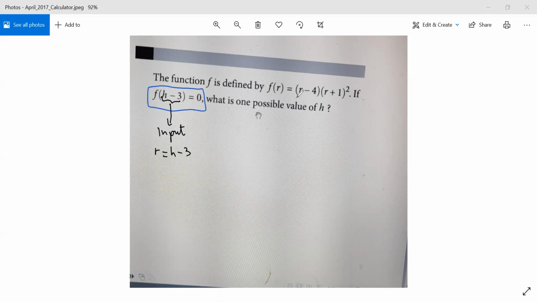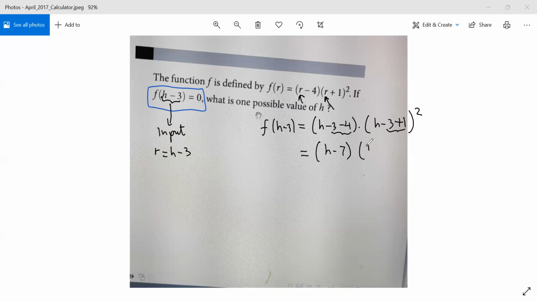Okay, so we're going to plug in h minus 3 here, and we're going to plug in h minus 3 here. So f of h minus 3 is going to be now (h minus 3) minus 4 times (h minus 3) plus 1, to the second power. Okay, now let's simplify this. So this is going to be h minus 7 when I combine these two. And then when I combine these two numbers, it's going to be h minus 2 squared.